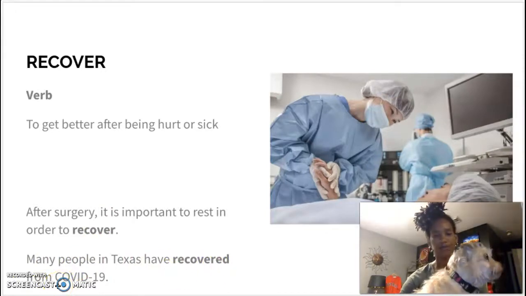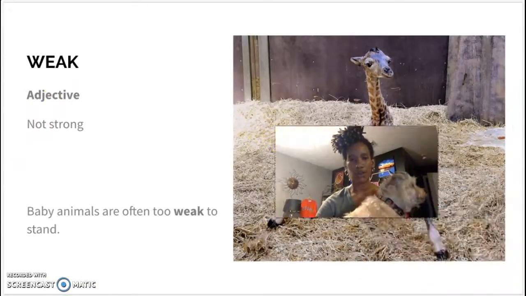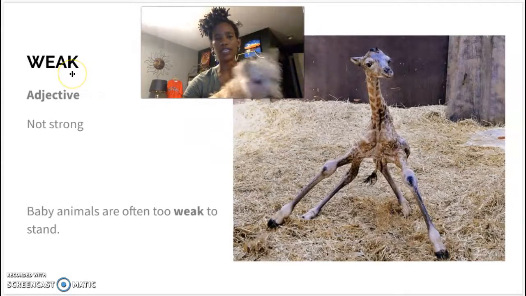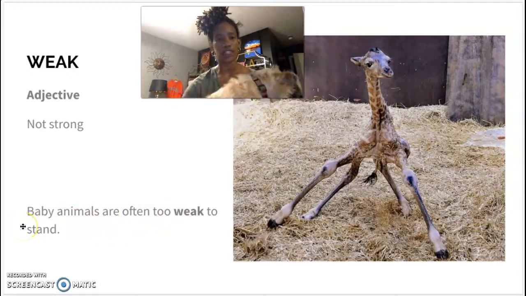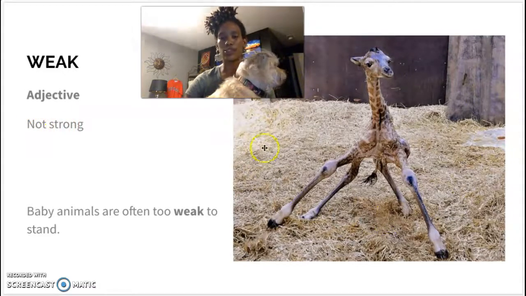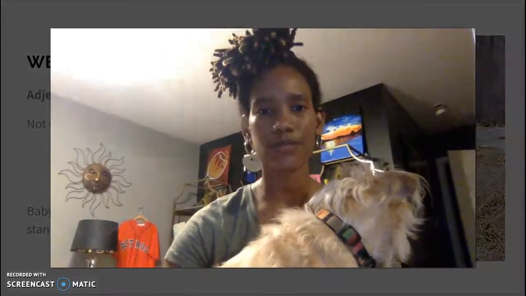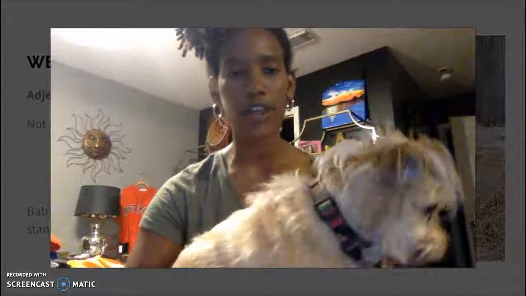There's another example. Last word is weak. Weak. Repeat. Weak is an adjective. Baby animals are too weak to stand. I apologize, weak means not strong. So this little baby giraffe that you're seeing here is not strong. He or she is very weak. All right, guys, this concludes our Unit 4 vocabulary.